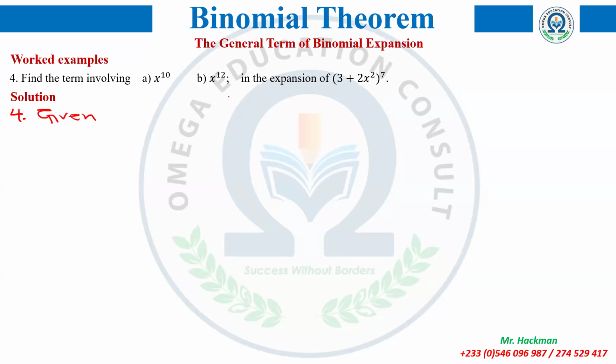what are we supposed to expand? 3 plus 2x squared, the whole of that to the power 7. So we are going to do A. But before we can do the A, you will need a general term.